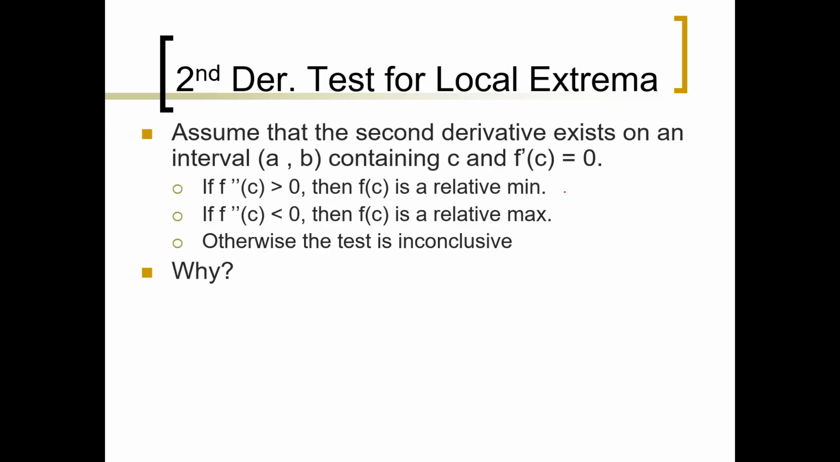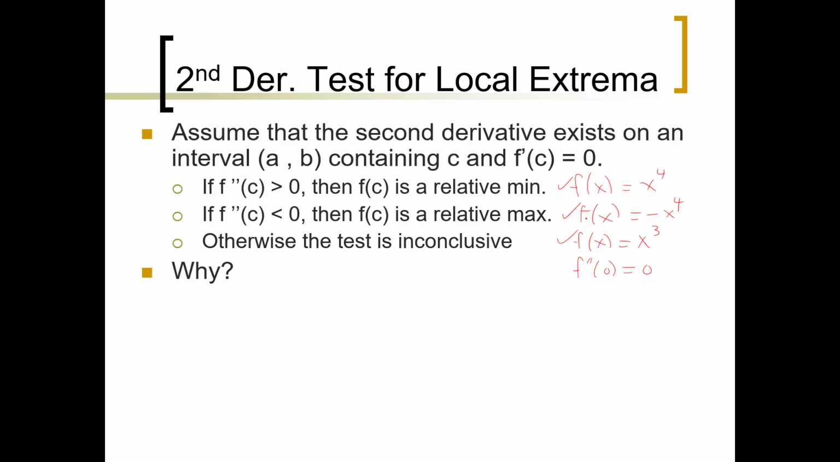The reason is that if you look at the functions f of x equals x⁴, f of x equals -x⁴, and f of x equals x³. For all these functions, the second derivative at 0 is actually 0, and yet for the first one, we have a relative min at 0, 0. At the second, we have a relative max at 0, 0, and the last one, we have no relative extrema at all.